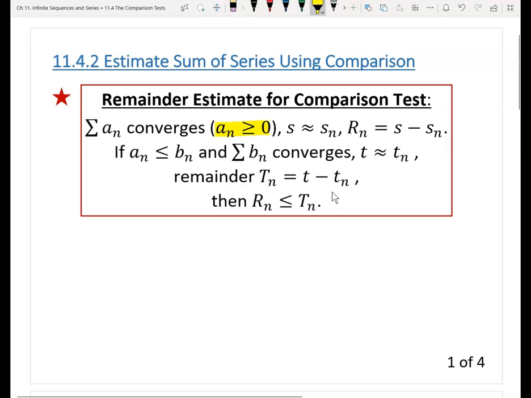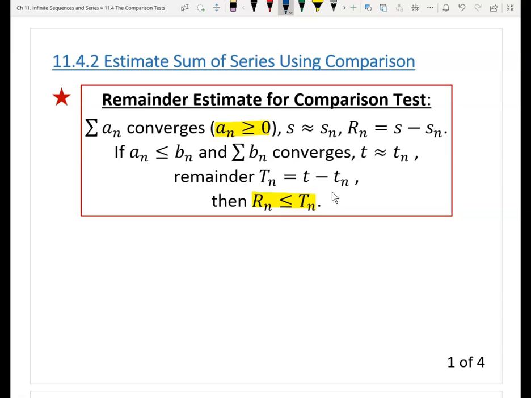Can you see? The remainder for the A series is controlled by the remainder of the B series. And this looks obvious, right? Why? Because the A series is controlled by the B series. Therefore, the remainder of the A series is controlled by the remainder of the B series. Does this make sense? Let me just show you something so we can see this is exactly true.